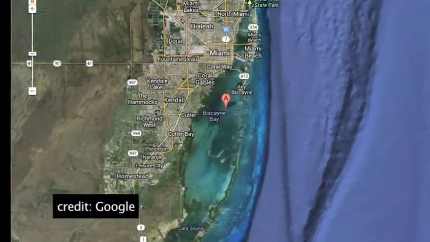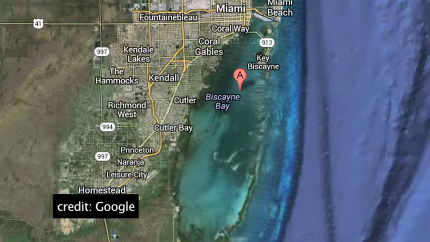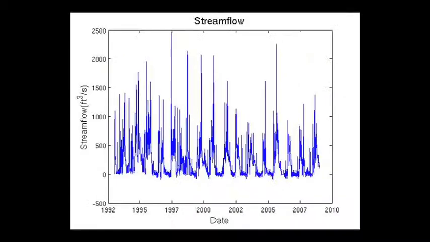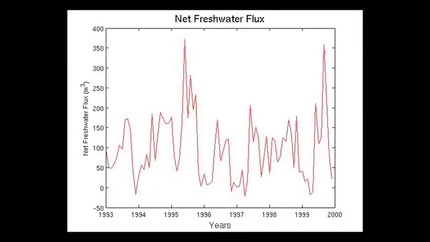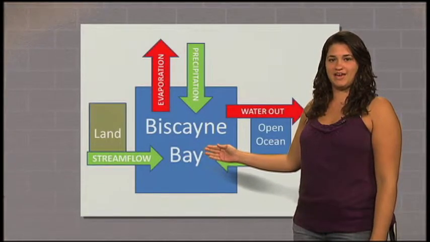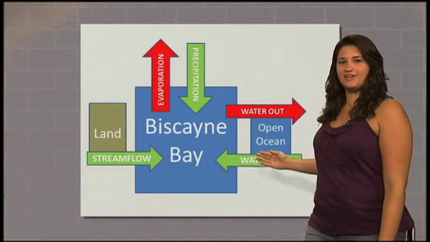In this case, the box we're focused on is Biscayne Bay, and the model takes into account the area of the bay and the rates of evaporation, precipitation, stream flow, and net freshwater flux into and out of the bay. The box here in the middle represents Biscayne Bay. The box on the left, the land, and on the right is the open ocean.